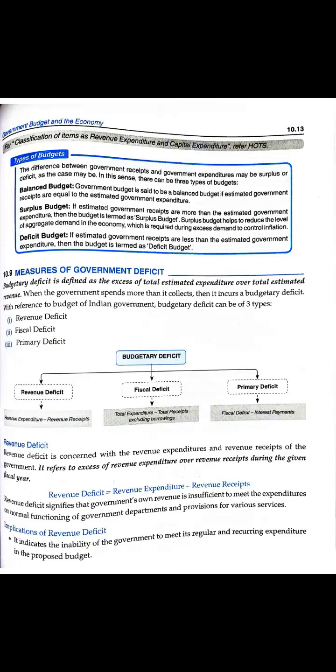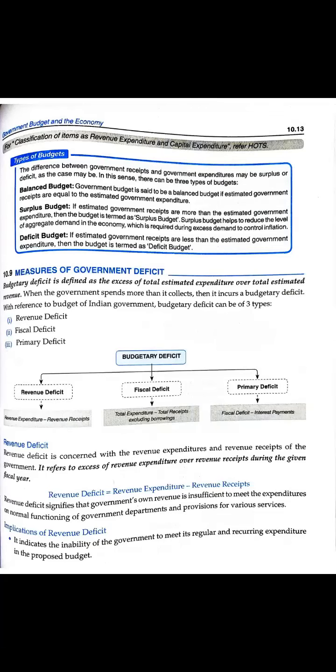Balanced budget. Suppose the estimated government receipts are more than the estimated government expenditure, then the budget is termed as surplus budget. Surplus budget helps to reduce the level of aggregate demand in the country, which is required during excess demand to control inflation. So what do you mean by surplus budget? What is surplus? That means very high. Okay. That is, receipt is more than expenditure.